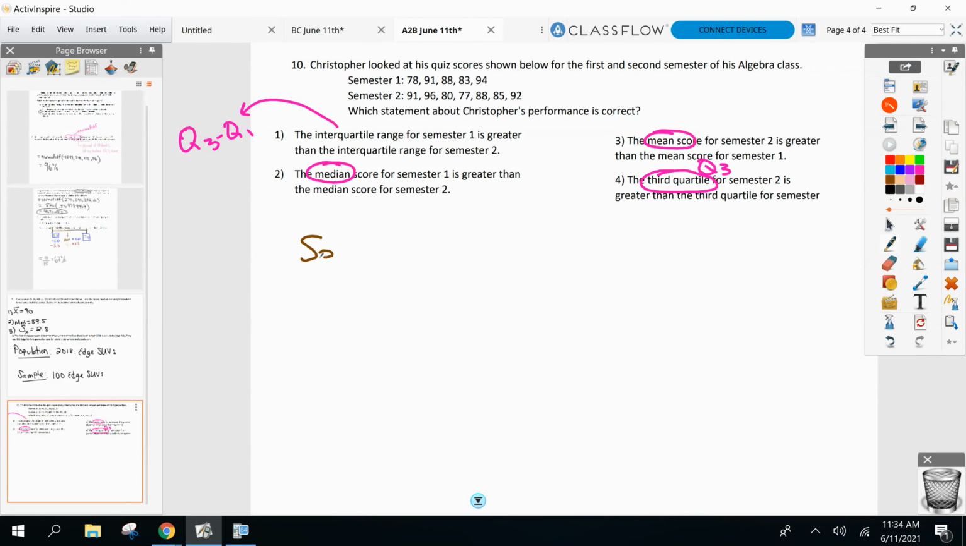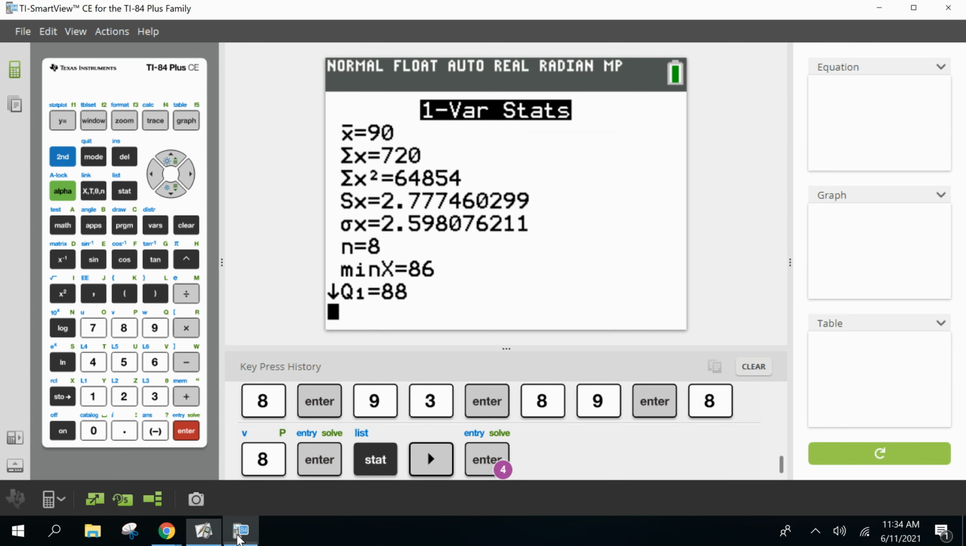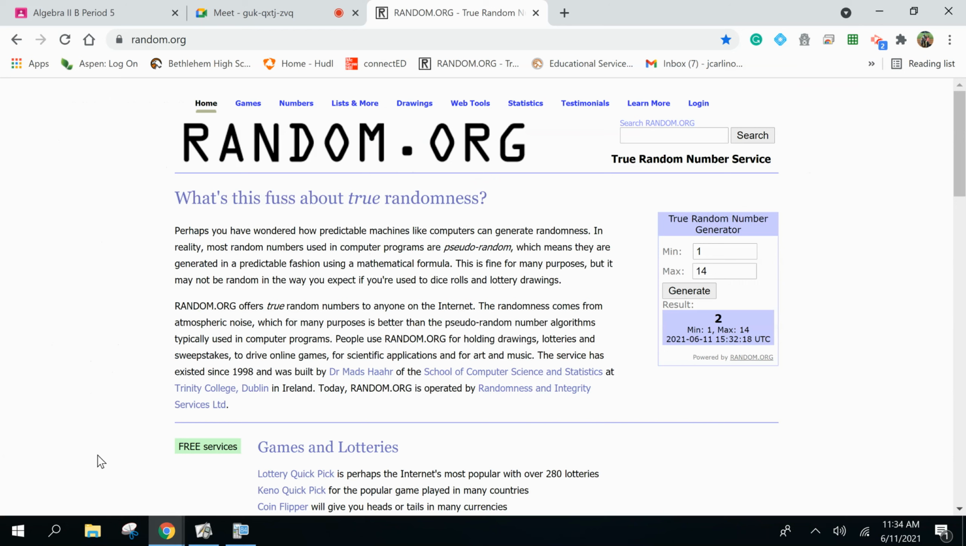First person I call on next is going to be for semester 1. You're going to get me all these values for semester 1. All right, so here we go.